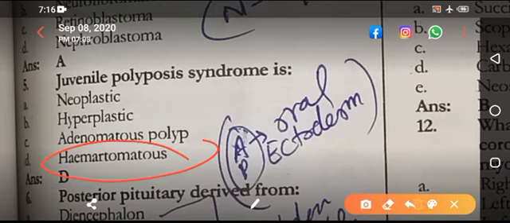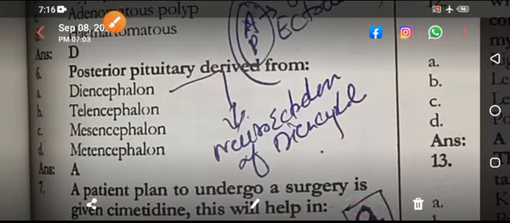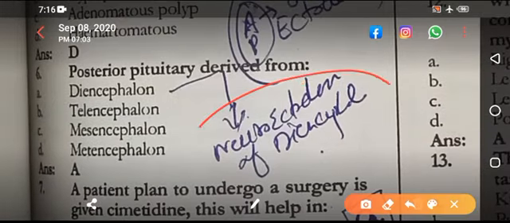Which of the following carries the highest risk of pre-malignancy, or which of the following carries the highest risk of conversion to malignancy? So adenomatous polyps it is. Adenomatous polyps. Posterior pituitary is derived from the neuroectoderm of the diencephalon. The neuroectoderm of the diencephalon.